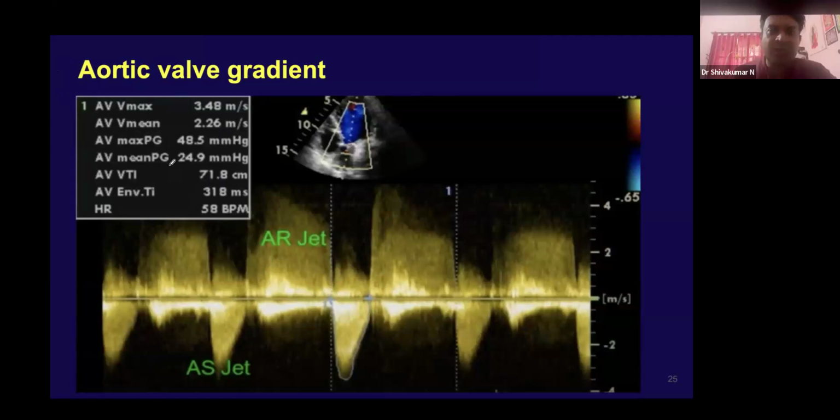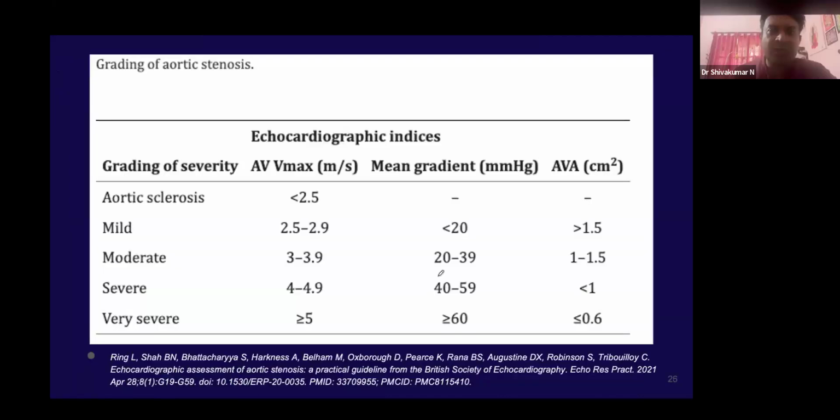From the mean and peak gradient across the valve, we can make out whether the patient has a moderate, severe, or very severe aortic stenosis. If the gradient is very high, you're going to have a very severe aortic stenosis. If the gradient is somewhere between 20 to 40, it is in between. There are various cutoffs for each severity, so you can determine whether a patient has severe or mild aortic stenosis.